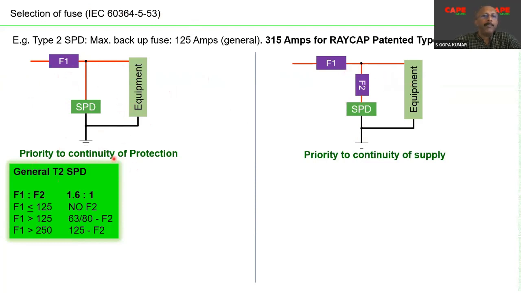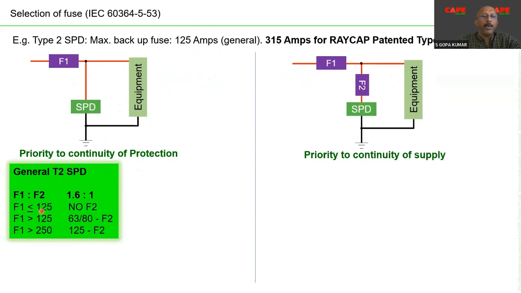Under this condition, imagine the SPD manufacturer says my backup fuse is 125 amps. Why I am saying 125 amps is actually most of the SPDs available in the market nowadays claim 125 amps fuse, which is actually not applicable for the SPD which we are selling. We are selling SPD recap from Germany, and those SPDs have, you can go for up to 315 amps backup fuse. Now imagine with the 125 amps backup fuse, F1 is to F2.